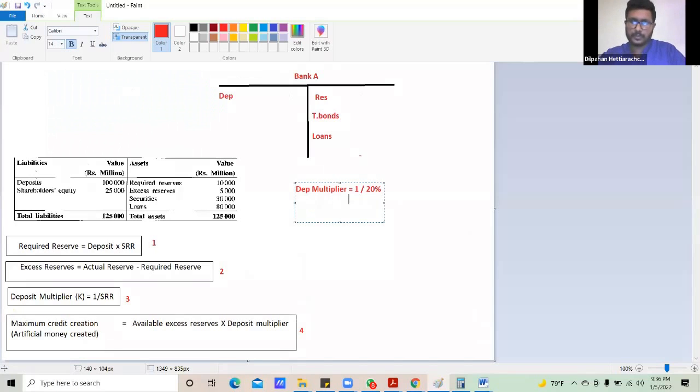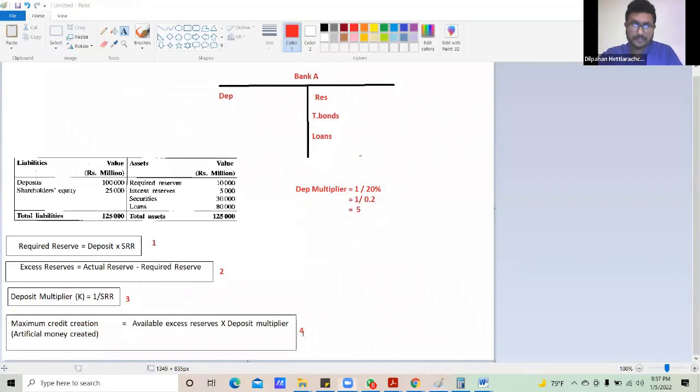If you get the answer 1 over 20, the answer is wrong. You have to convert it into a decimal first. 1 divided by 20 means 0.2. Right? 20% means 0.2. So 1 divided by 0.2, what's the answer? The answer is 5. So that's the first calculation you have to do.